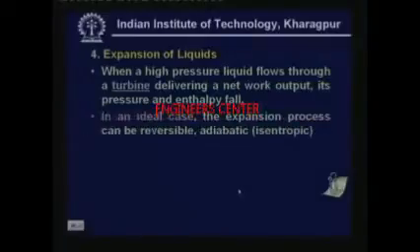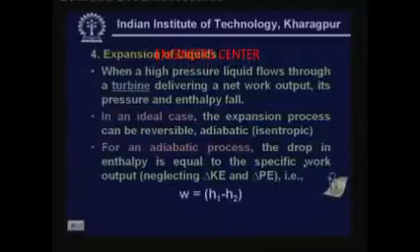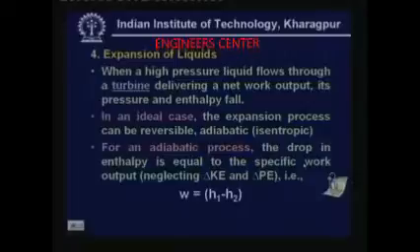In an ideal case, as I have already discussed, the expansion process can be reversible adiabatic. That means the process is reversible and there is no heat transfer from the turbine, so it becomes an isentropic process. For an adiabatic process, the drop in enthalpy is equal to the specific work output, and if you neglect the kinetic and potential energy changes, then the specific work output is simply equal to H1 minus H2, where H1 and H2 are the inlet and exit enthalpies of the liquid at the turbine.